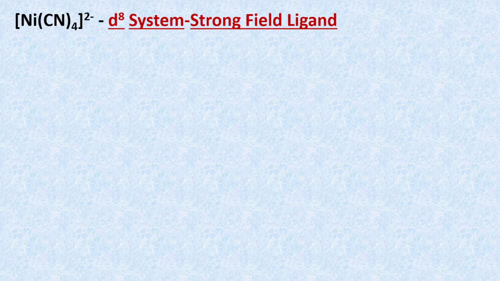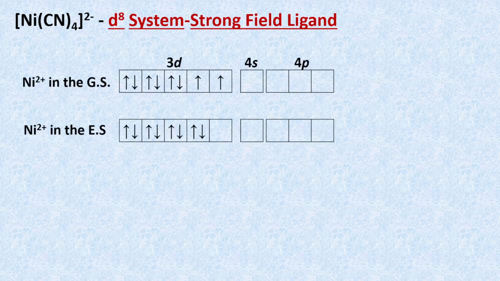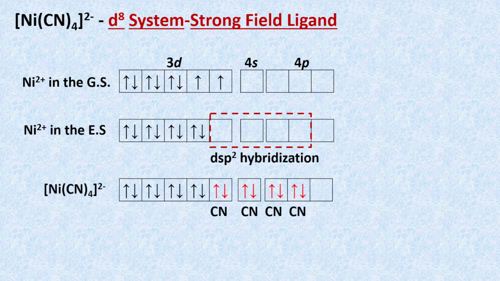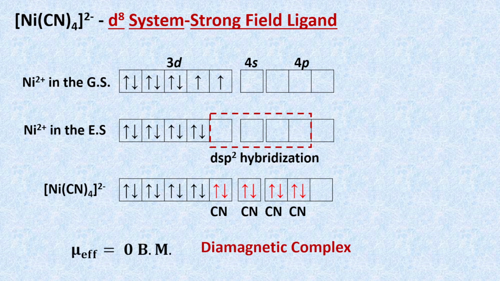The ligands in this complex are cyanide donors. So rearrangement of electrons has to take place in the excited state to vacate one 3d orbital. Now the one vacant 3d orbital, one 4s and 2 4p orbitals hybridize to give dsp2 hybridization, which later accepts electrons to form an inner orbital complex. This complex doesn't have any unpaired electron, so it is diamagnetic with the magnetic moment of 0 Bohr magneton.